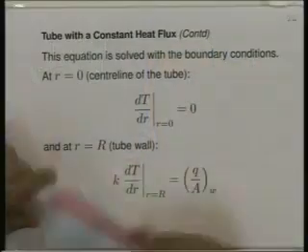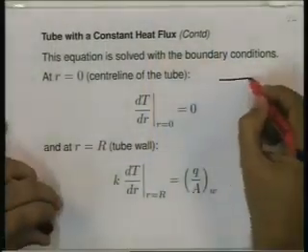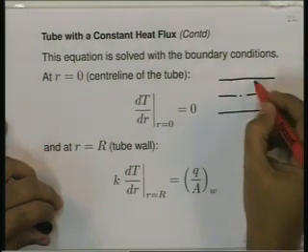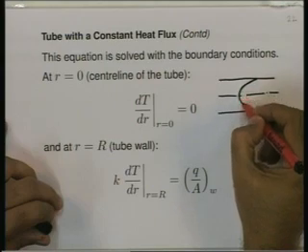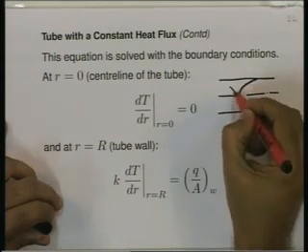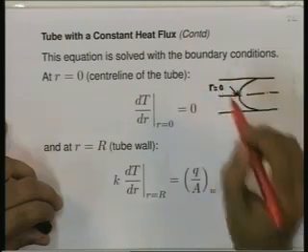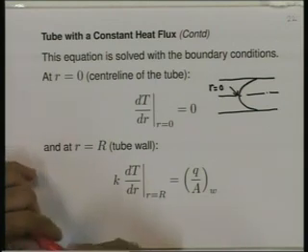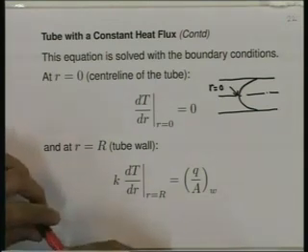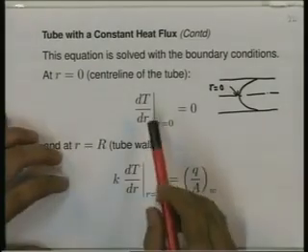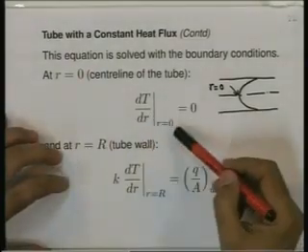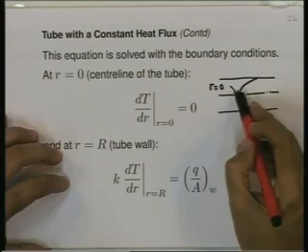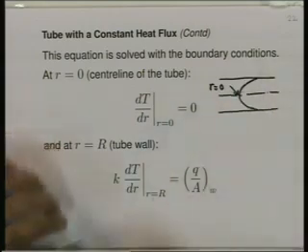One is at the center line. We have seen that whenever the flow is fully developed or even otherwise, the temperature profile is symmetric with respect to r equal to 0. And we use that fact to create a boundary condition at r equal to 0, that is the center line of the tube, which is dT by dr at r equal to 0 is 0. So, the temperature profile at the center is locally flat, that is what it means.